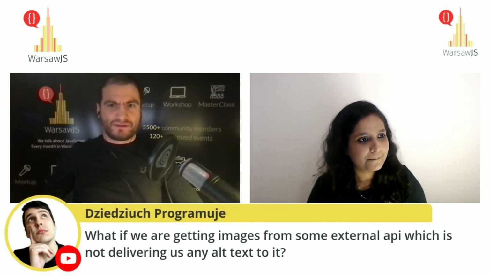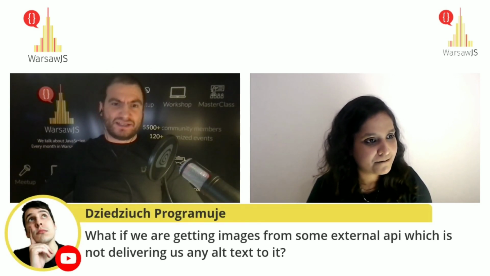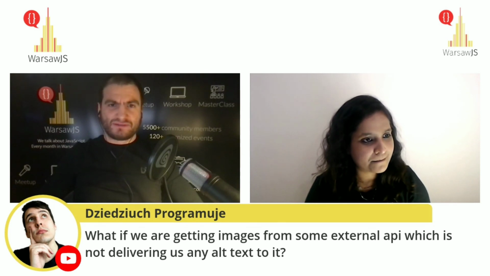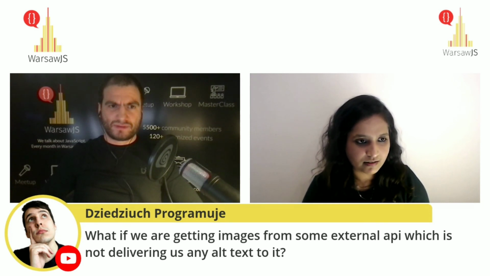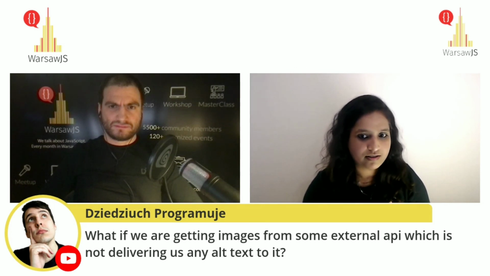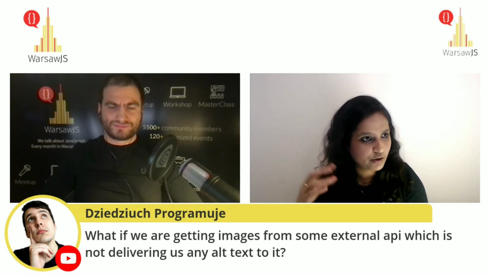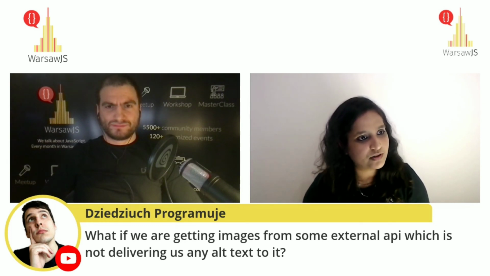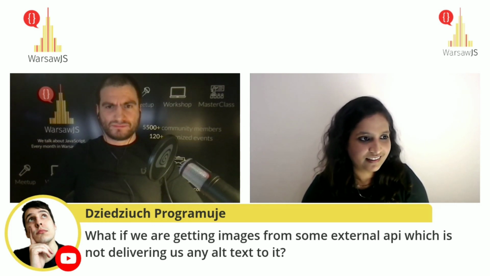So there will be only one question, which I promised to ask. What if we are getting images from some external API which is not delivering any alt text to it? Have you ever tried how to handle this kind of issue? Yeah, even if you're receiving the images from an external API, it would still be a link, right? It would still be a link to the image. You would still render it on your side using an image tag with source equal to the link, right? So there is a possibility to provide an alt text.